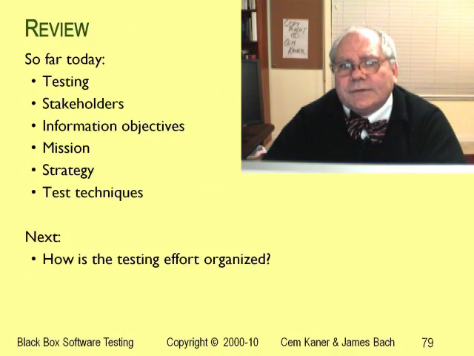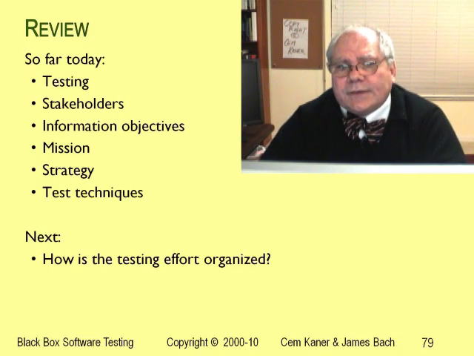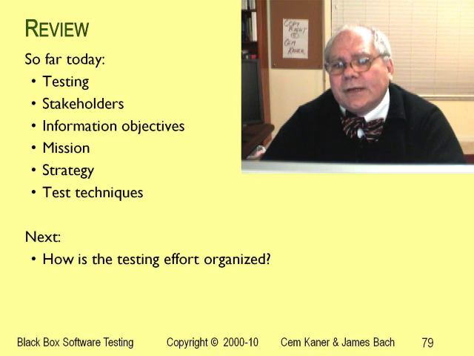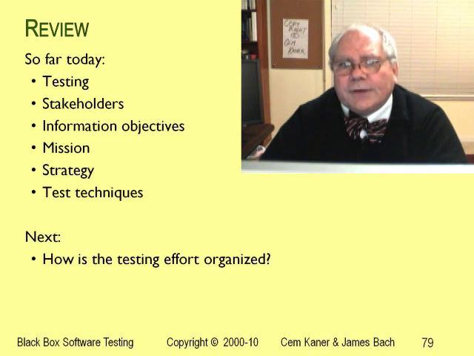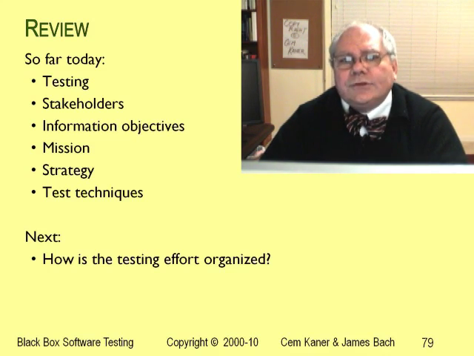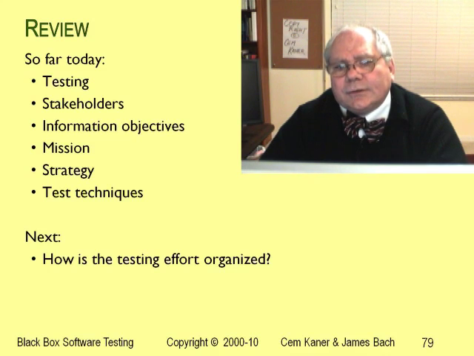So far today, we've hit six major concepts. We test in order to find quality-related information for our stakeholders. We focus our testing to make sure that we achieve our information objectives. On a given project, our mission is to achieve those objectives, to get the specific types of information that our stakeholders need. To achieve our mission, we develop a strategy. For our purposes today, the main component of the testing strategy is the guidance it gives us on what test techniques we should use, when, and how much we should rely on each.